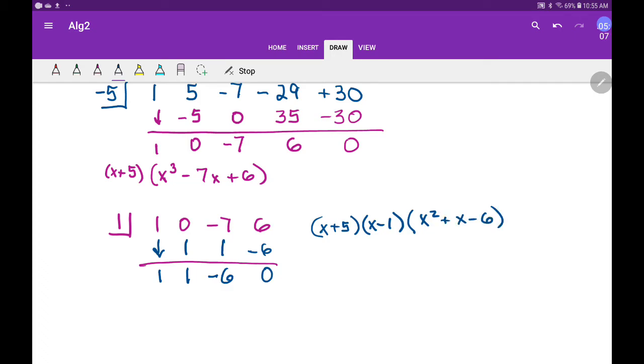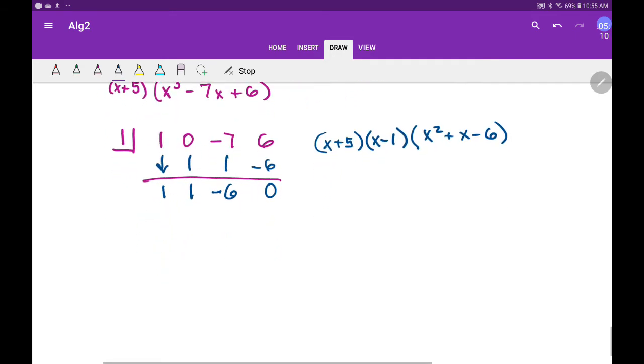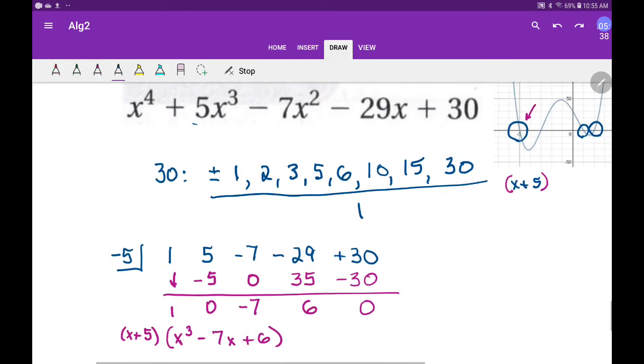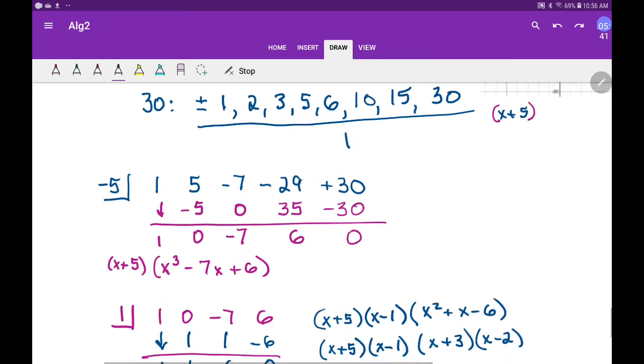Can I factor that last one? I think I can. Let me write this again: x plus 5, x minus 1. And I can say, the positive 3 is going to win, and the negative 2 is going to lose, right? Because my middle term is positive. So I get 3x and negative 2x, and the 3x wins. And then I have my negative 6 at the end. So they ask me for the zeros, or they ask me to factor it? Find all the real zeros of the function.